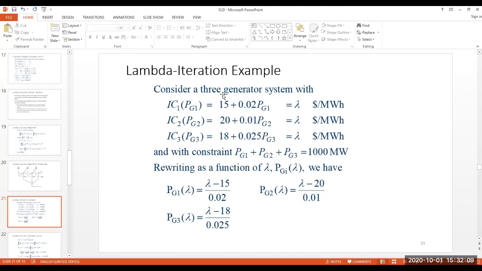So let's consider a 3 generator system with information given in terms of the incremental cost function. Now you see, beside each equation, we are equating them to lambda. Why are we doing this? Can anyone answer this? Suddenly, why are we equating them to the same lambda?